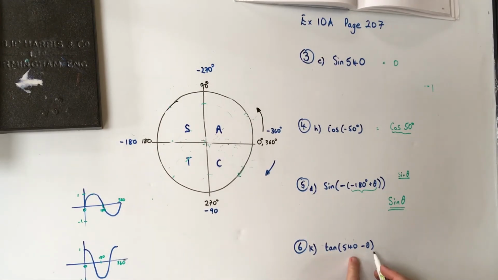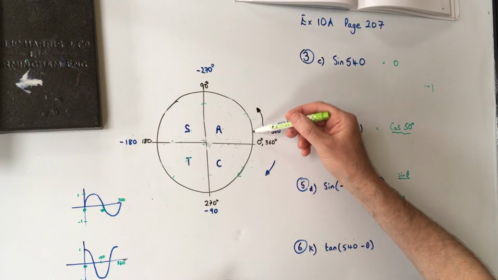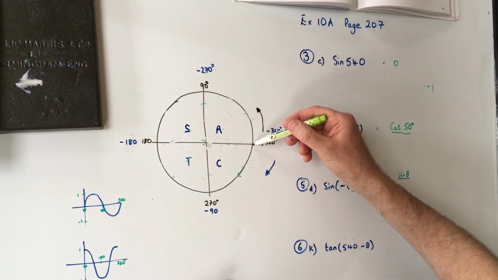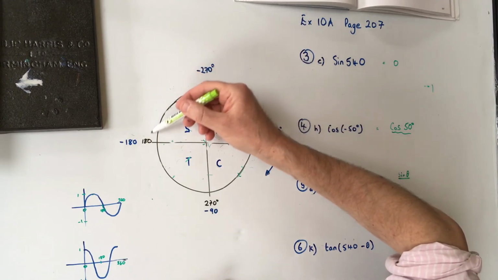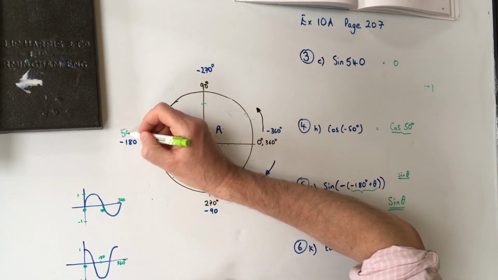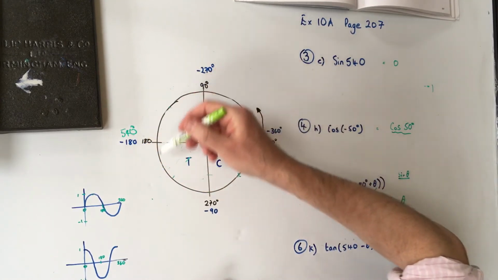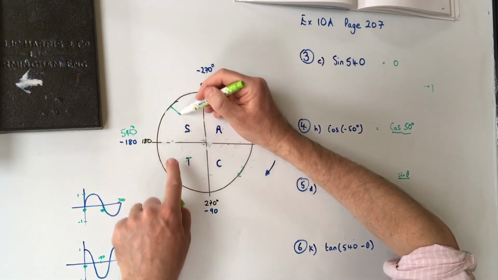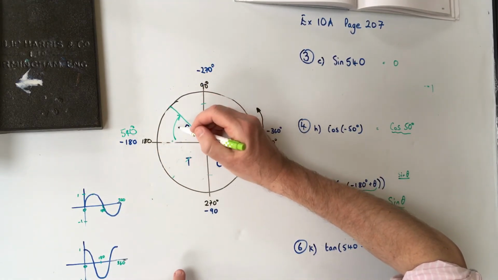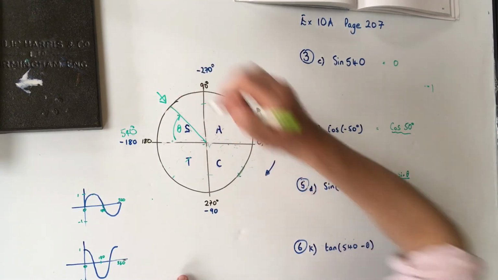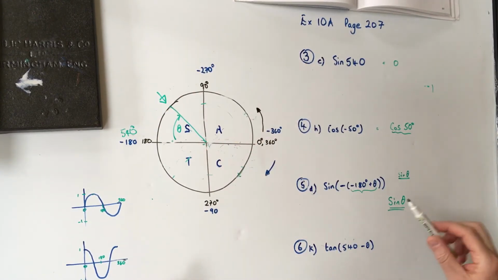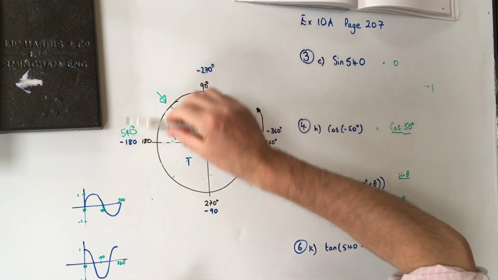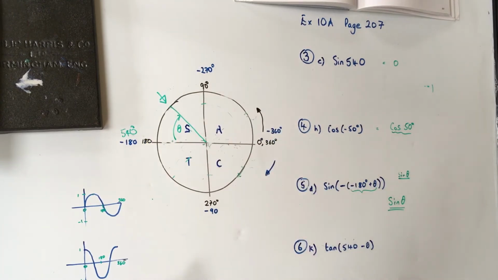Where are we? Tan of 540 minus theta. So going round here, 360 there, and 540. Keep going, and this is 540 degrees. We got to there before, didn't we? Okay, so we've gone round once and round again to there, and then minus theta, so we're coming back theta degrees. So it's that angle there, okay? So 540 minus theta is the same as 180 minus theta. It's there, that's where it is.